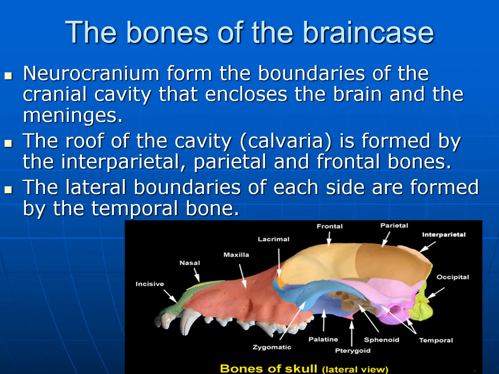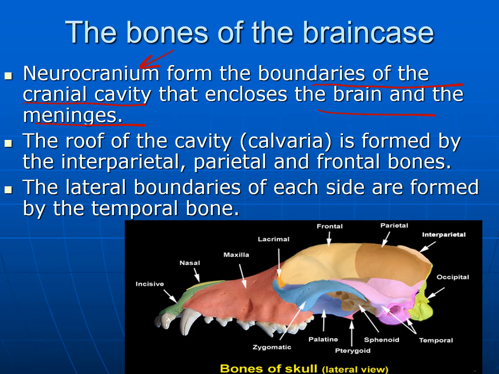So we talk about the bones of the skull, and as I said before, the bones of the skull are divided into two portions. We have the brain case bone and we also have the facial bone. The facial bone sets the boundaries for the bony orbit, for the nasal cavity, and for the entrance of the oral cavity, whereas the brain case bone forms the boundaries of the cranial cavity that encloses the brain and meninges. The other name for the brain case bone is the neurocranium.